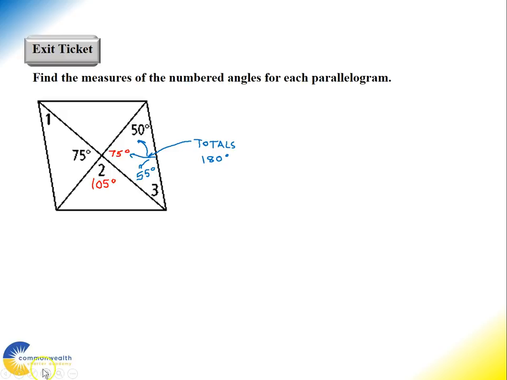Lastly, since I have a couple of parallel sides here, these would be alternate interior angles, and they would need to be congruent to each other. So angle 1 would also have to be 55 degrees because of its relationship with angle 3. So the measurements of the angles in this case were: angle 1 was 55 degrees, angle 2 was 105 degrees, and angle 3's measurement was 55 degrees.